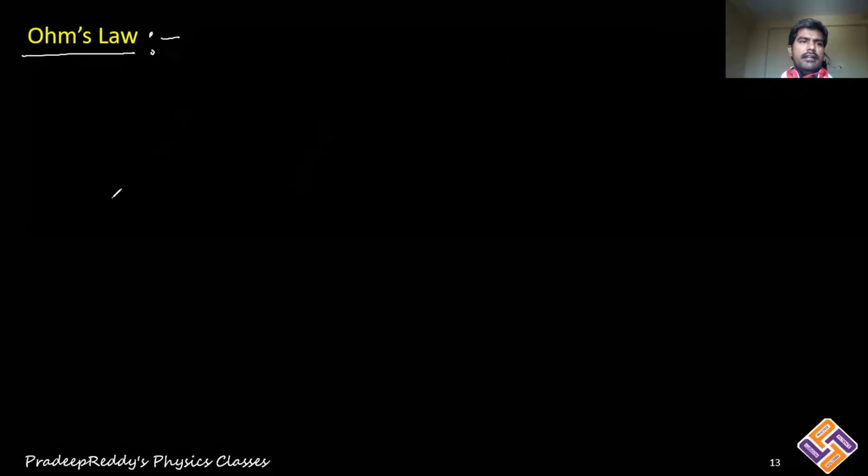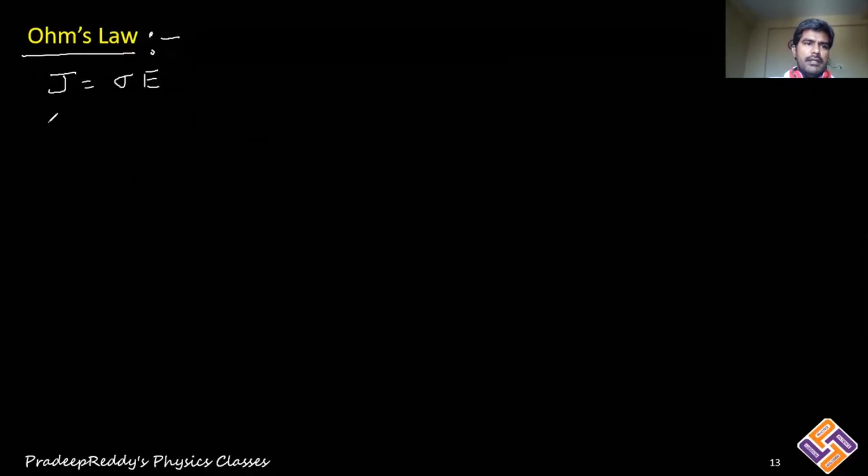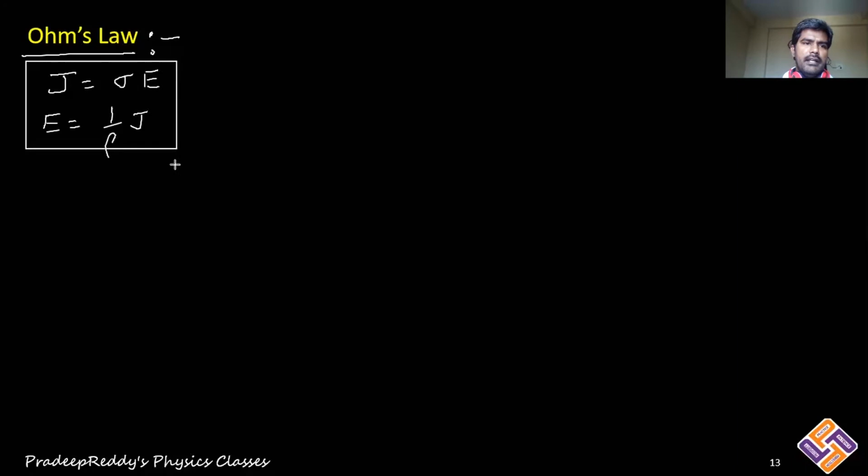So as we have already learned, whenever there is a conductor connected with a battery, definitely there will be current set up in the circuit, and every conductor will offer some resistance because every conductor has some inbuilt resistivity. And we have Ohm's law, J is equal to sigma into E, or you can write it as E is equal to 1 by rho into J. These are the forms of Ohm's law which we have already learnt in the previous video lecture.